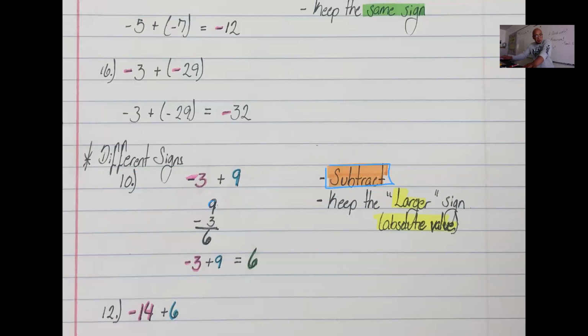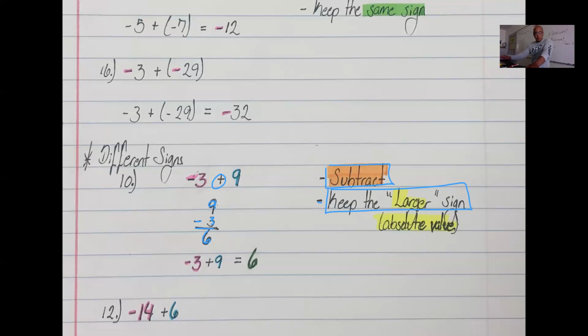So the difference between 9 and 3 is 6. That is the difference between 9 and 3. All right, so our first step, we're adding numbers with different signs. So we're actually going to subtract them. We got the difference. And we're going to keep the sign of the larger number, meaning do we have more positives or more negatives that we're adding together?